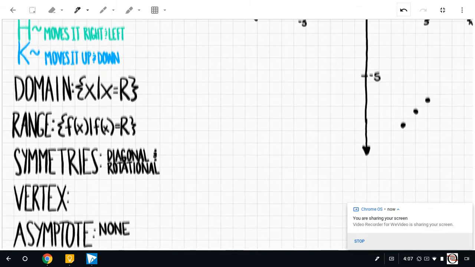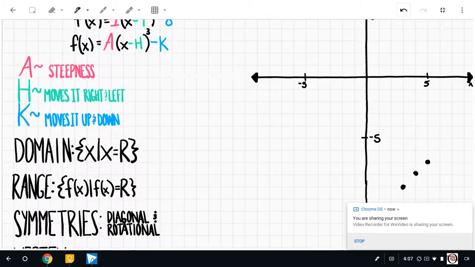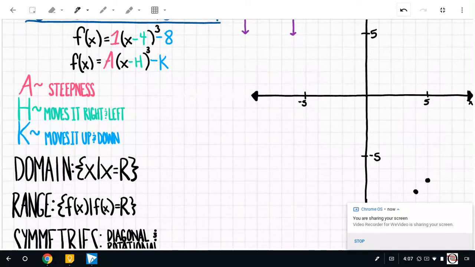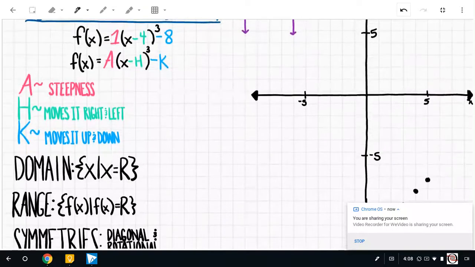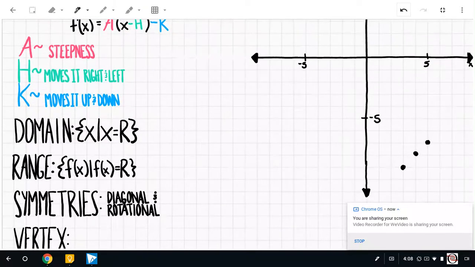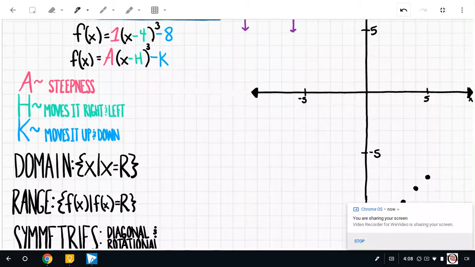And you can even check it if you plug in 3, and you're going to have 3 minus 4 is negative 1, and negative 1 cubed is negative 1, and negative 1 times 1 is negative 1, and then negative 1 minus 8 is negative 9. And look, it's negative 9. You don't have to do the work, but it's one of the tips for cubic graphs.